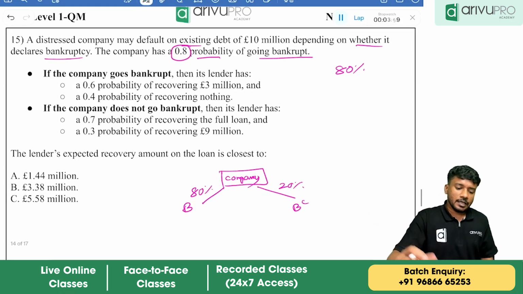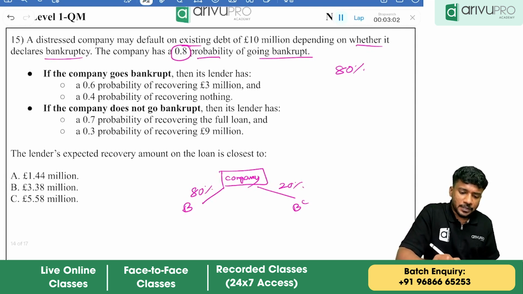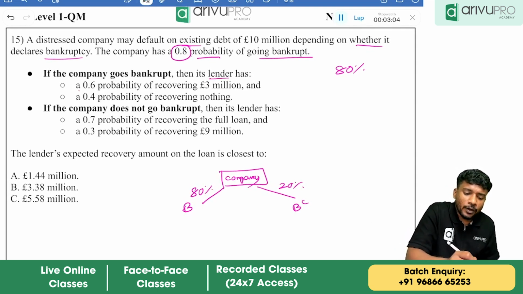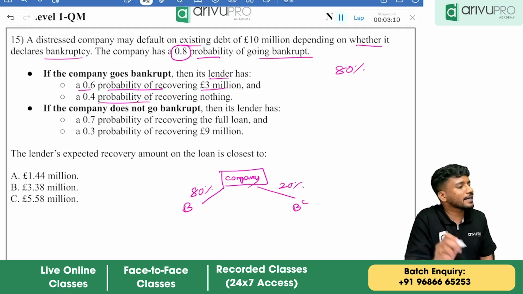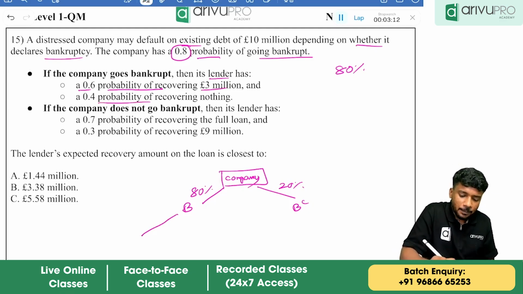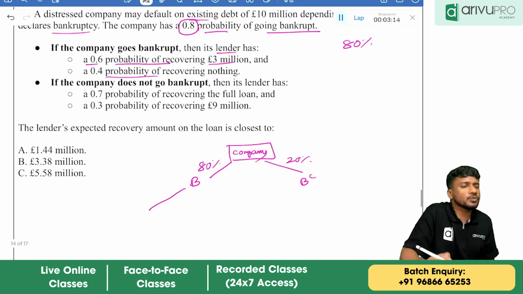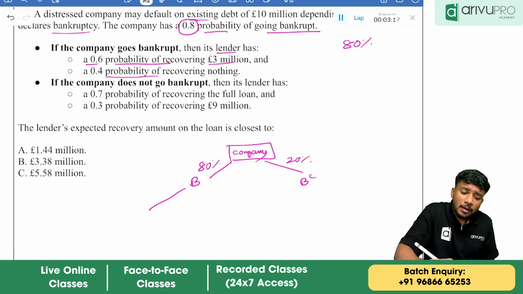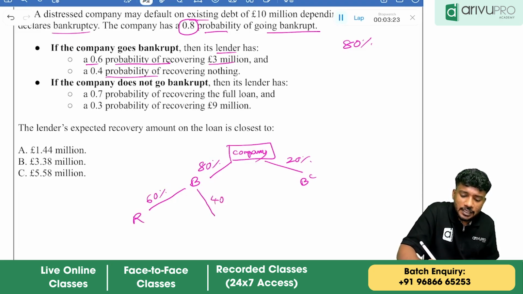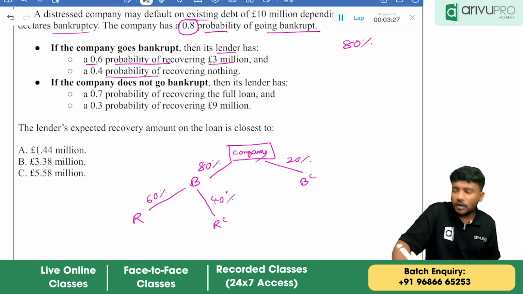Then if the company goes bankrupt, its lender has 0.6 probability of recovering 3 million and 0.4 probability of recovering nothing. That means the company goes bankrupt, two cases are there. The first one is 0.6, that is a 60% chance that they will recover, and a 40% chance that they will not recover. That means our complement.